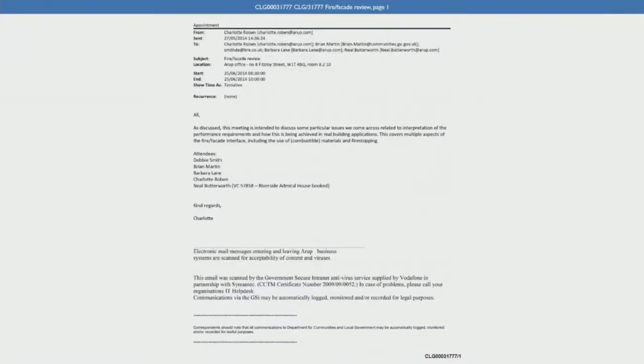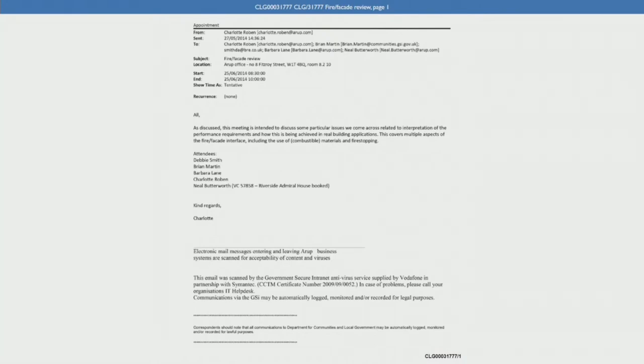Right. Well, let's see how this then moves on in time. Can we then move to June 2014 and go to CLG 3031777? This is an email sent from Charlotte Robin to herself. She's at Arup, but also to Brian Martin and Barbara Lane for a meeting on the 25th of June.